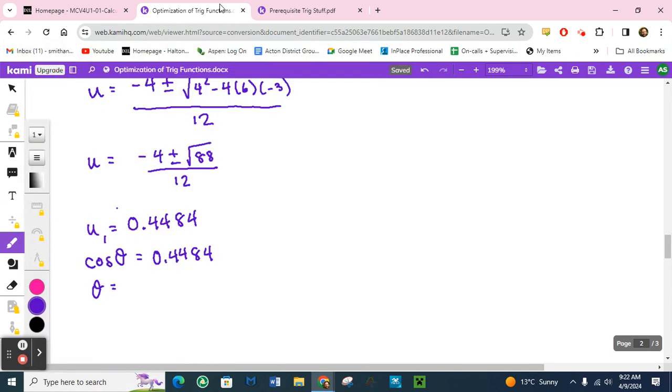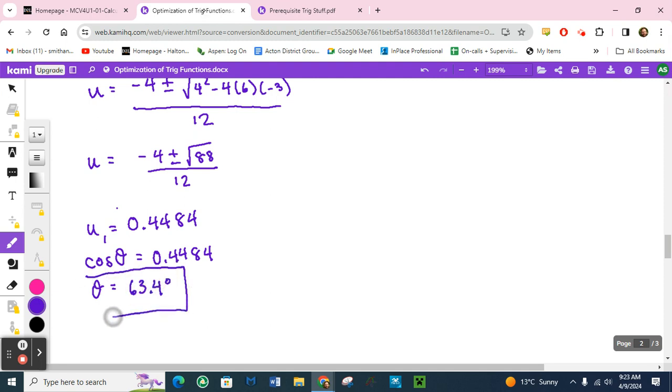And what do we get? 0.4484. I'm still in radians mode. That should be punched in the face. Mode, degrees, shift, cosine 0.4484. About 63.4. About 63.4. Okay, so we get 63.4 degrees.